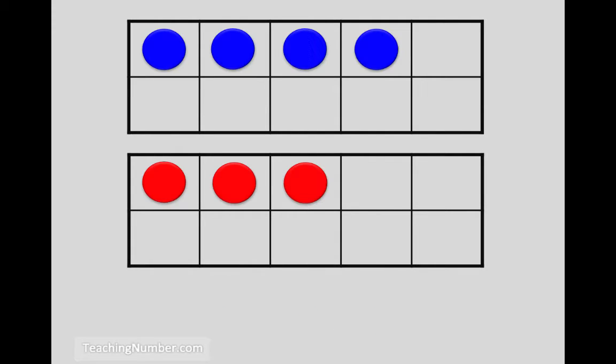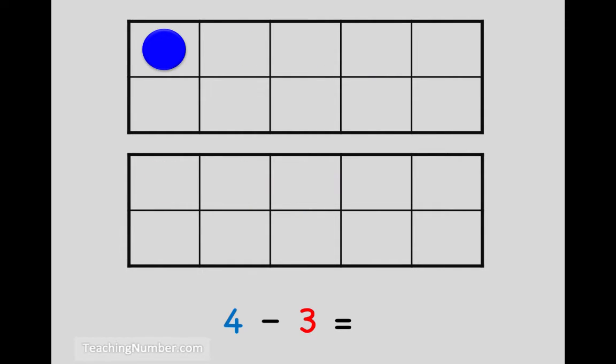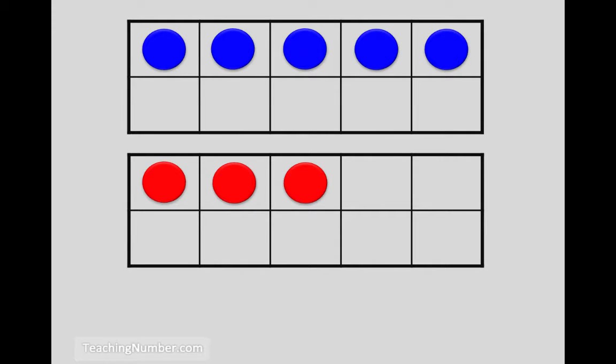which is 0. Now we have 4 counters in the top 10 frame and 3 counters in the bottom 10 frame. If we remove 3 counters from each 10 frame, we can see that 4 minus 3 is the same as 1 minus 0, which is 1. Adding another blue counter to the top 10 frame models the subtraction problem 5 minus 3.